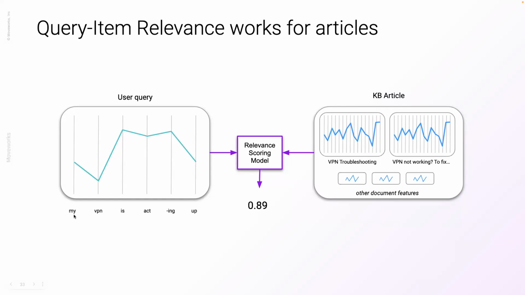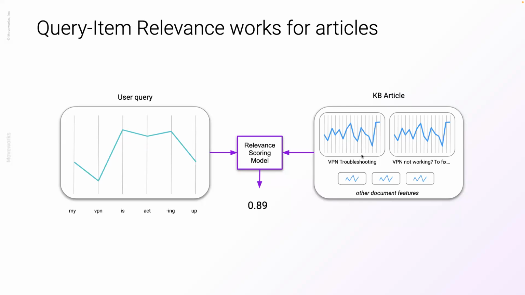Let's just take my VPN is acting up, throw that in and get some embedding, some vector in space. Let's take the article and put it somewhere in space. And you do that for all the articles and find the article that is closest, according to a generic embedding, to the query. The problem is that these generic embeddings aren't trained for query doc relevance. The language of a query, my VPN is acting up, is a bit different than the language you'd use in an article title, VPN troubleshooting.